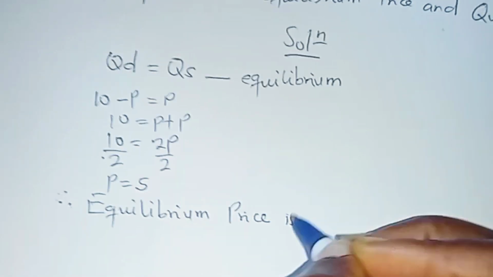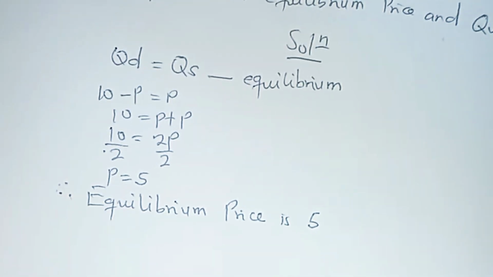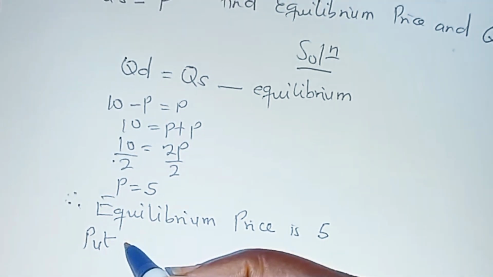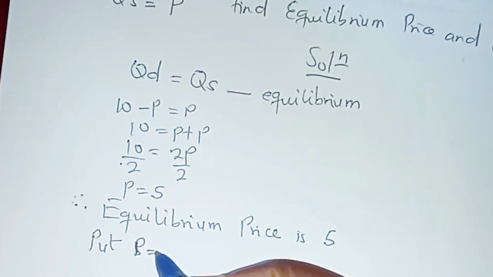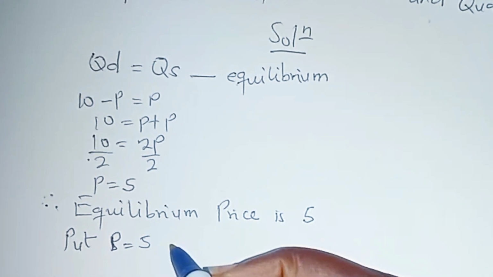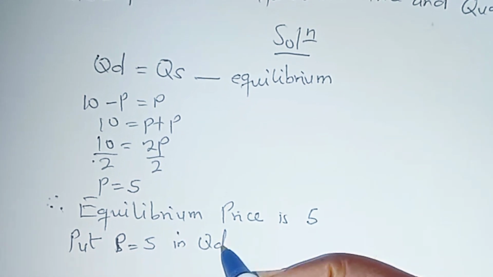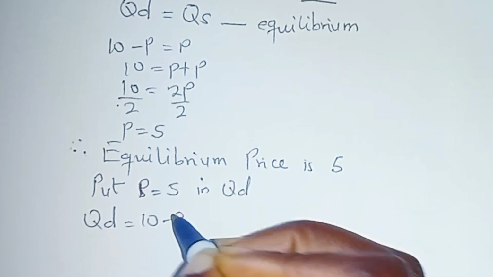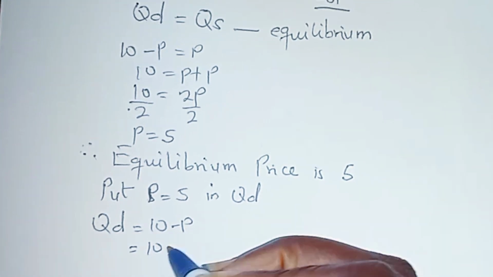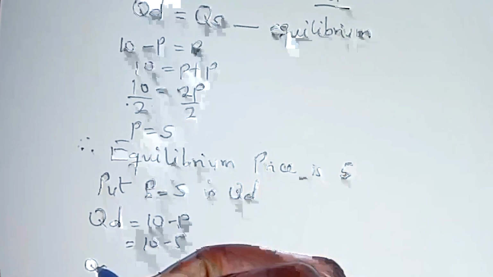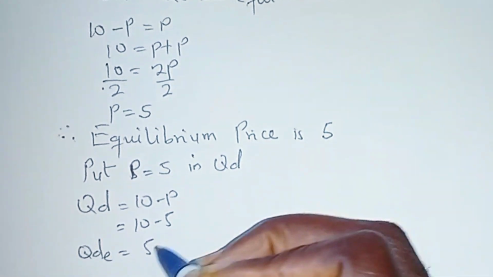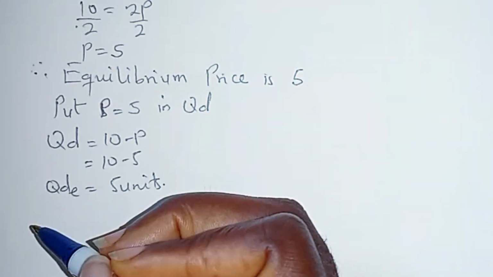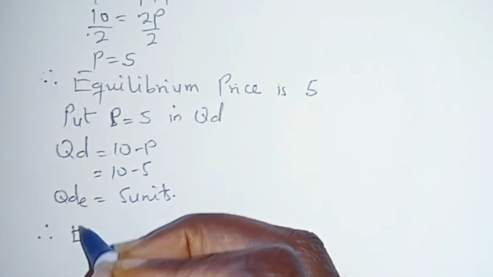To find the equilibrium quantity, you put the price figure into either of the functions, demand or supply, but I chose to use the demand function. So I put P equal to 5 into the demand function, which is 10 minus 5. Therefore, our equilibrium quantity is 5 units. This also means that producers are supplying 5 units whilst consumers are demanding 5 units. So both producers and consumers are at the same level in the market.